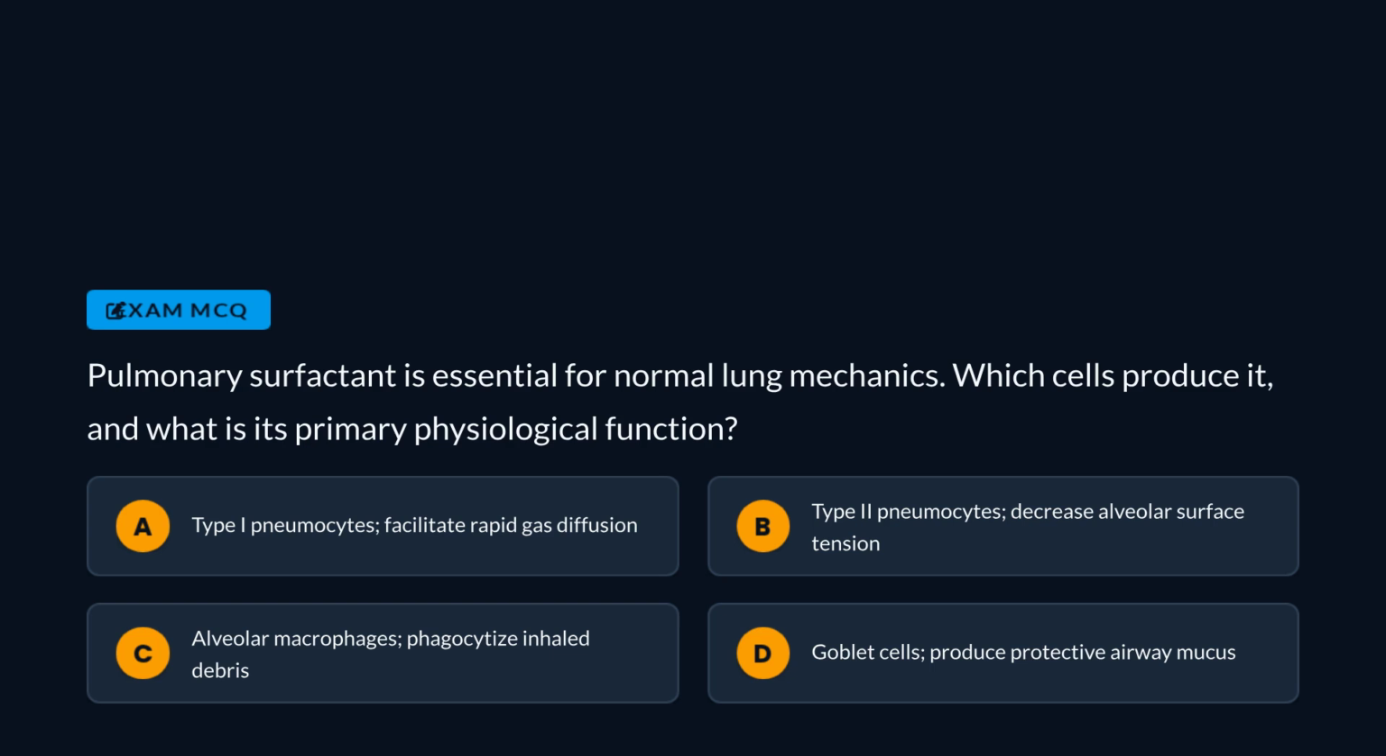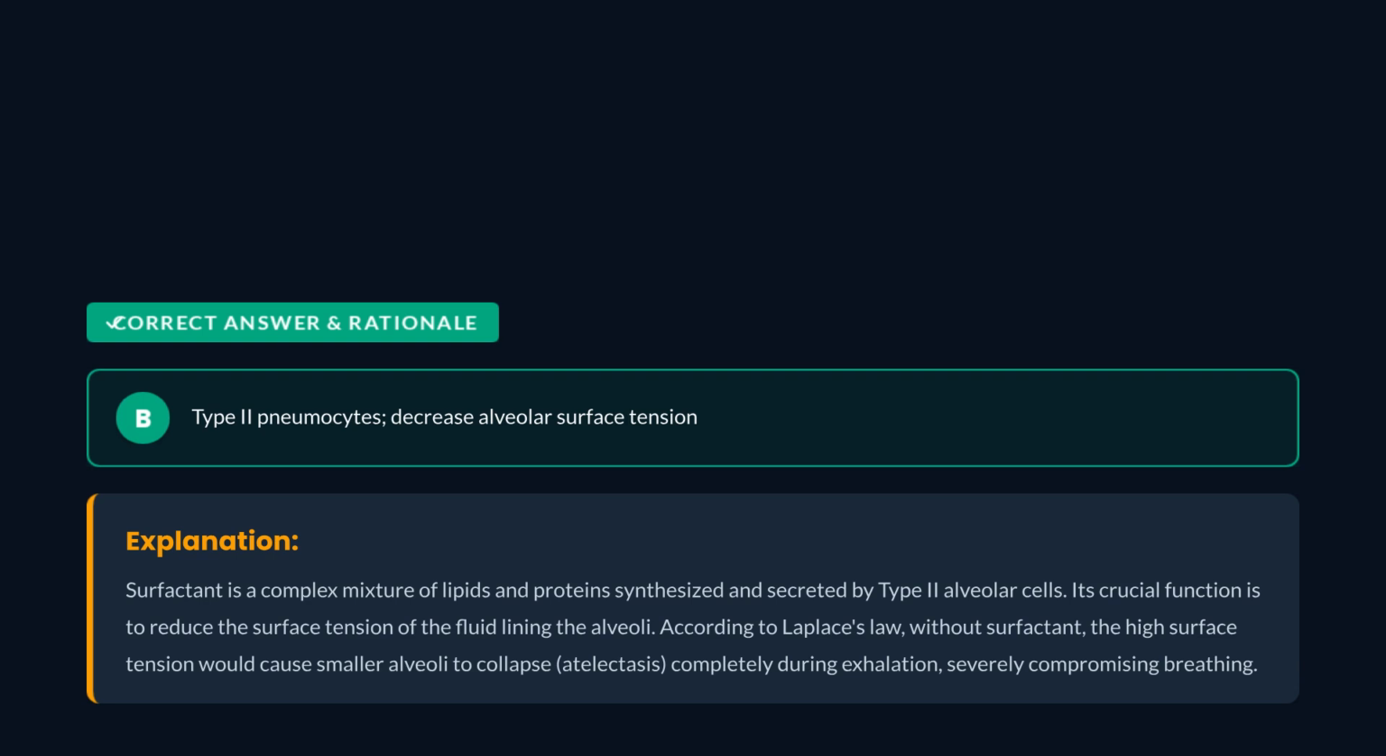Pulmonary surfactant is essential for normal lung mechanics. Which cells produce it, and what is its primary function? Surfactant is produced by type 2 pneumocytes, and its main function is to decrease alveolar surface tension. This prevents smaller alveoli from collapsing during exhalation, a risk described by Laplace's law.